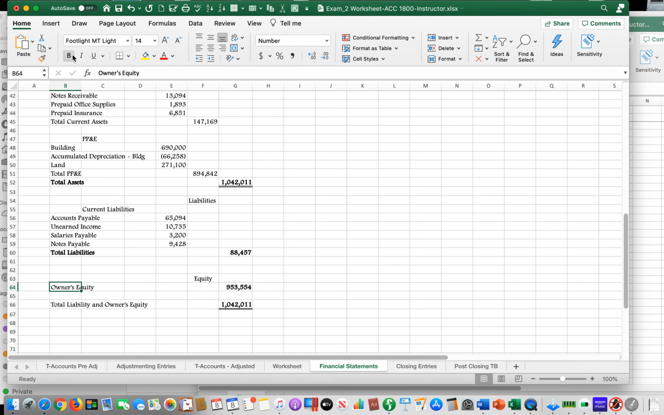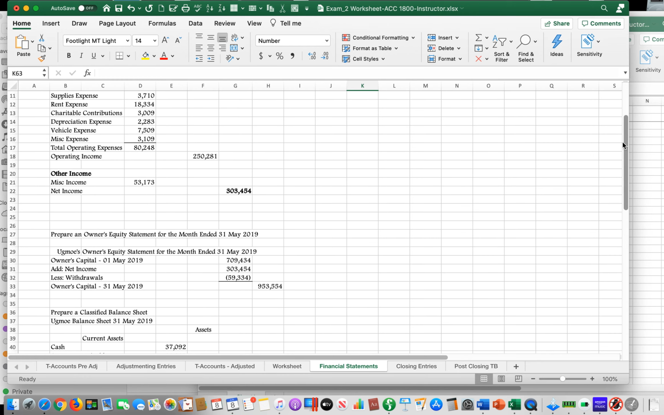Don't forget, the first day of class, what was it? Assets equals liabilities plus owner's equity. Same number. Now we're not finished. We've got two more major things to do. We have generated the three financial statements. Now we've got to close some accounts.